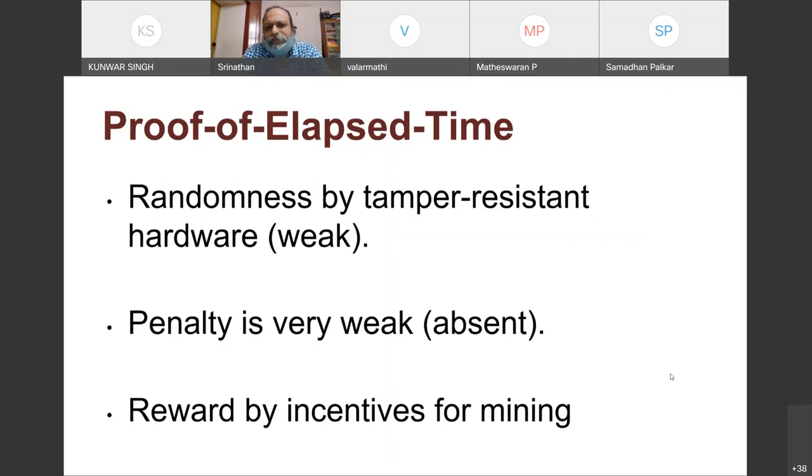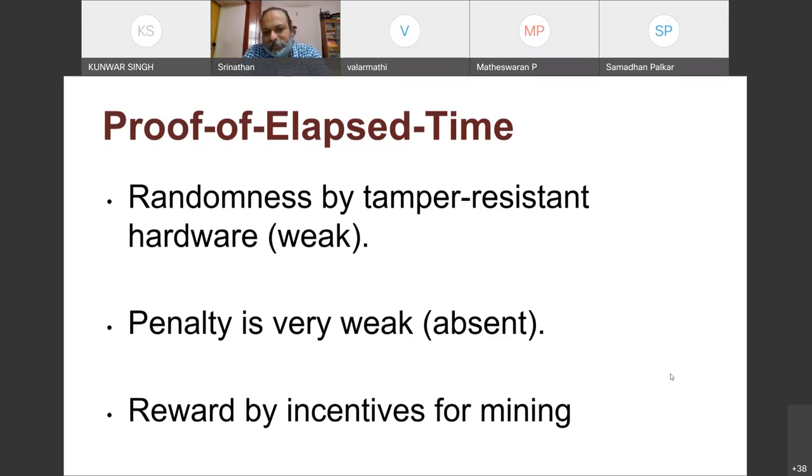Here randomness is there because of the random wait in the time. However, how do you actually prove that you waited? Randomness is highest if you are able to give a proof, but so far there is no proof of elapsed time in software. There is a proof of elapsed time in some tamper resistant hardware, but if you trust the hardware, then you may as well not even worry about anything else. You can use that hardware to actually pick the chain itself. So the randomness is weak today, but in principle it is very strong, because if you can truly make them wait for a random amount of time, it is really very strong.